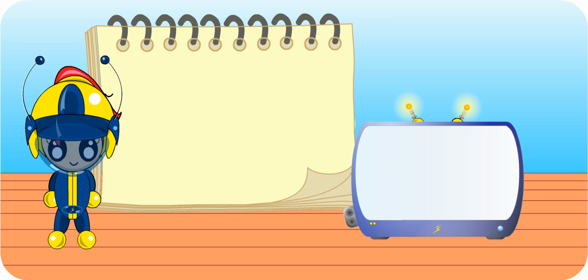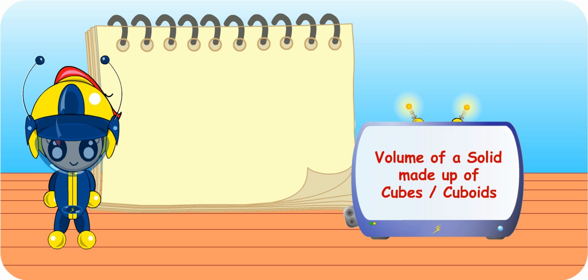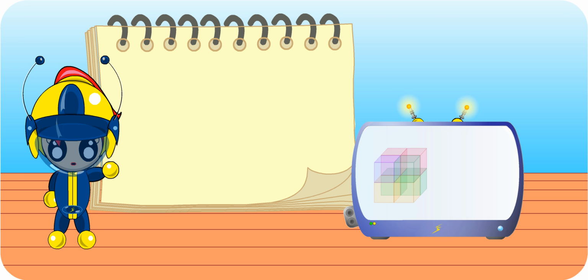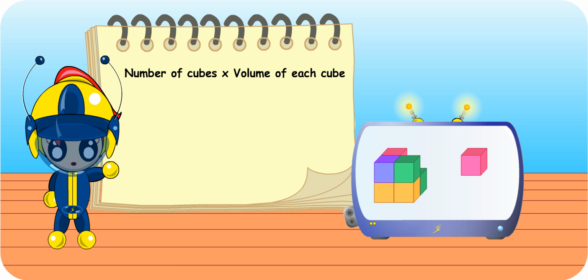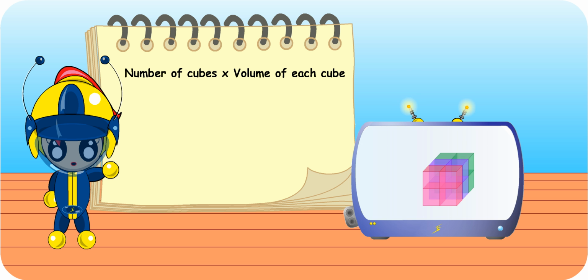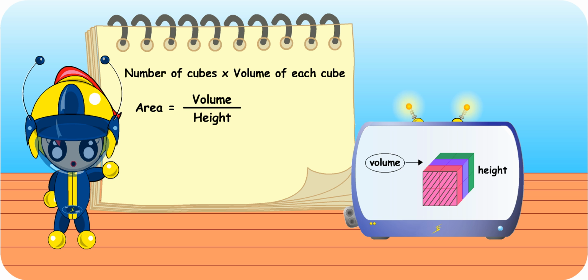Let's have a quick summary before we end the lesson. How do you find the volume of a solid made up of cubes, Turbo Girl? That's easy. First, I find the volume of each cube. Then, I multiply the volume of each cube by the number of cubes that make up the solid. That will give me the volume. I have also learned that when I am given the volume and the height of a cuboid, I can find its base area. The base area is equal to the volume divided by the height.